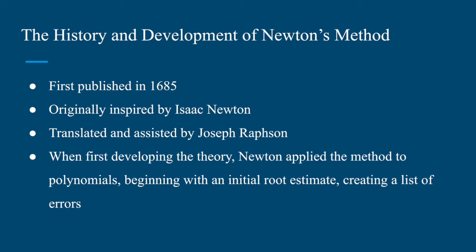When developing the theory, Newton solely applied the method to polynomials, beginning with an initial root estimate, creating a list of errors. He was then able to solve the problem in order to have an understanding of the issue.